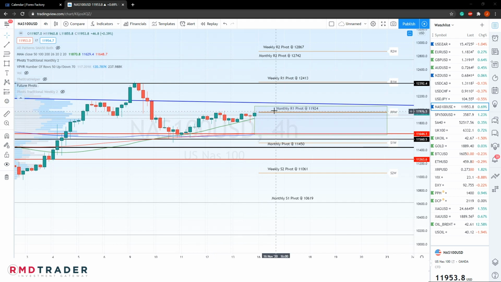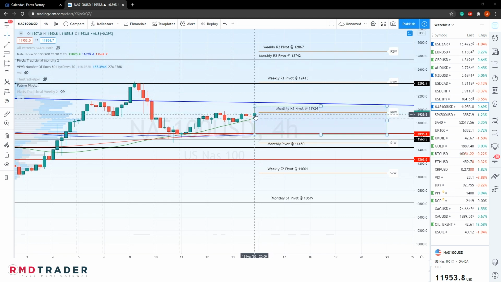We also have our 4-hour 50 SMA acting as some support, so keep an eye on that for some price action. The idea would be that should price manage to get back above the monthly R1 pivot and break through this level, that would mean this level then once again becomes support, and that could open up targets of last week's high at the weekly R1 at 12,413, and perhaps even higher towards the monthly R2 pivot at 12,742 to the weekly R2 pivot at 12,867. So those could be the potential areas of resistance should price manage to break higher.